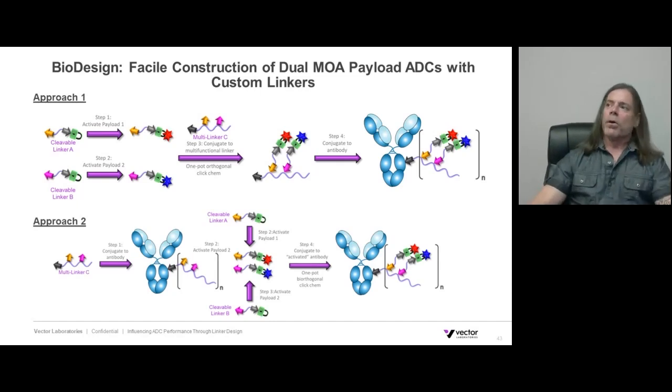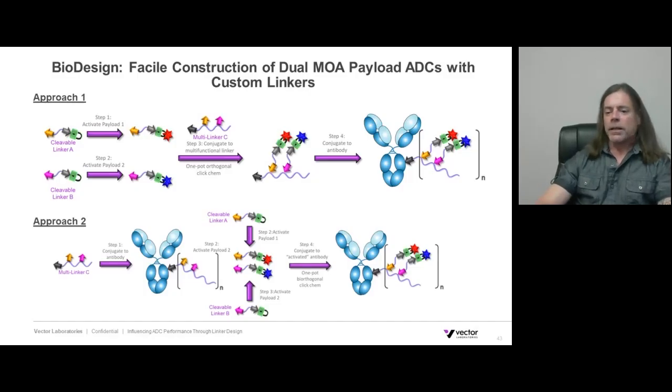So this would really help overcome resource constraints, especially if you're chemistry limited. Let us handle some of the chemistry. And it can also maximize your development diversity by allowing you rapid access to different combinations of payloads and linker variables.